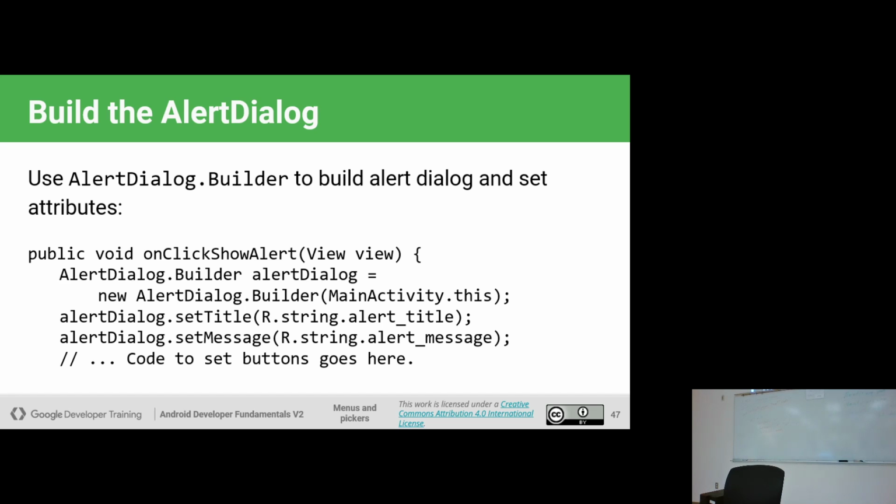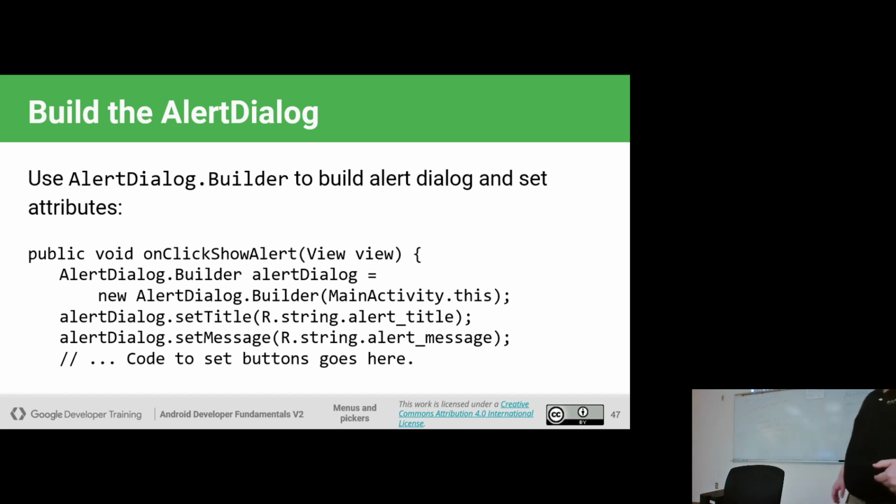With the alert dialog builder, we're going to set the title. We'll probably pull that from some string resource file. So set the title, set the message. If we don't want a title, then we just don't call set title. If you don't call set title, then you have a little dialog without the title. Simple as that. So that's where you start.